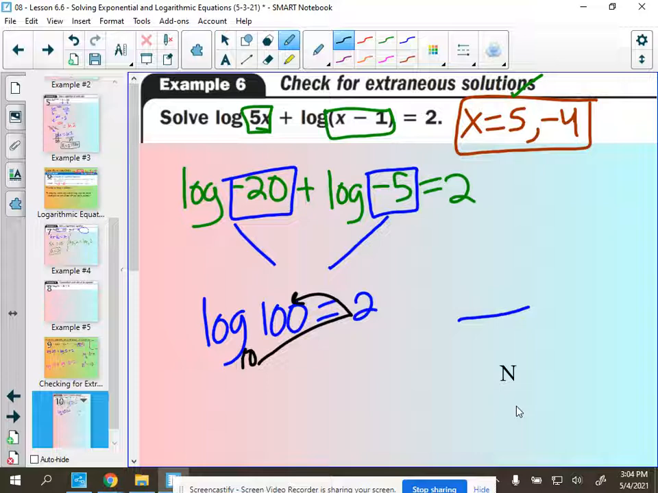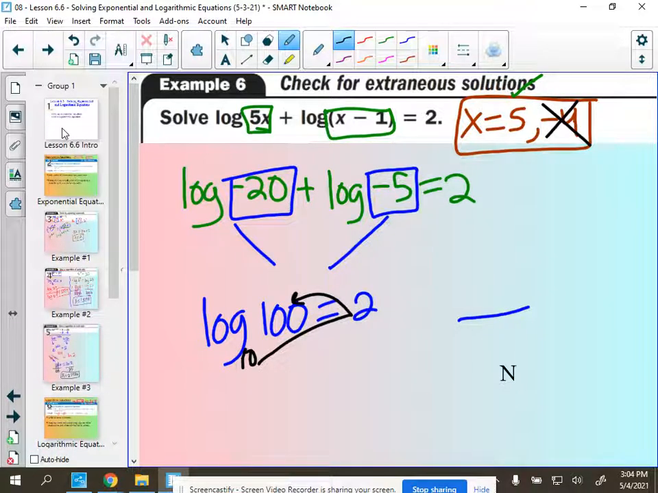So long story short, plug your numbers in, check, look for taking the logs of negative numbers. That's how you know you're extraneous. And then also take it off your solution set. I kind of did it without mentioning it. So a little sigh there. We did it. We got through it. 6.6.